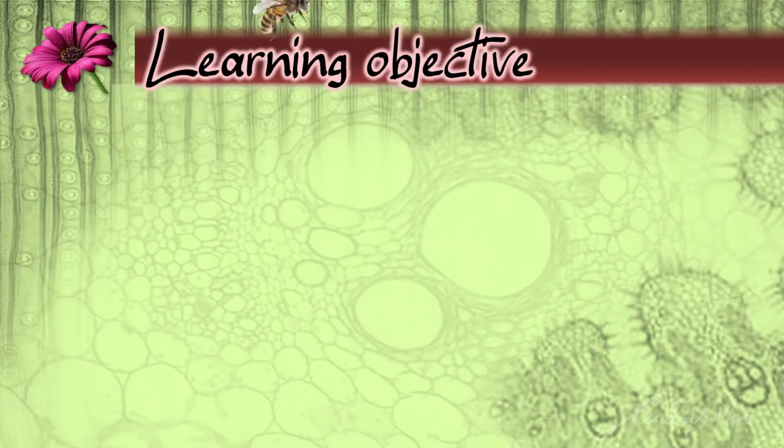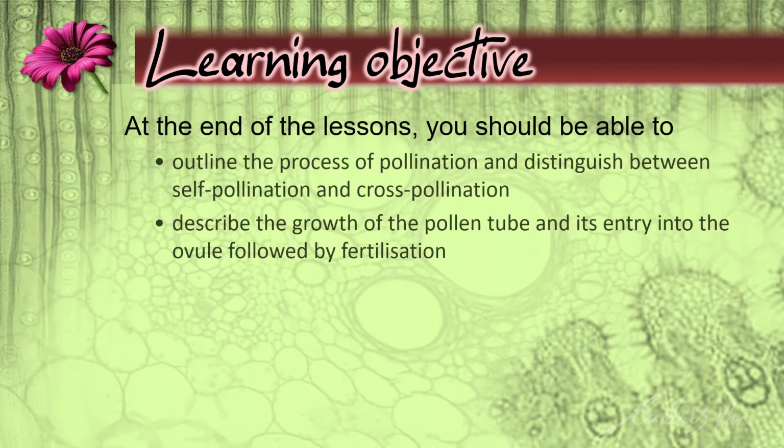So by the end of this video, you should be able to outline the process of pollination, as well as distinguish, that means tell the difference, between self-pollination and cross-pollination, and describe the growth of the pollen tube and its entry into the ovum, followed by fertilization.